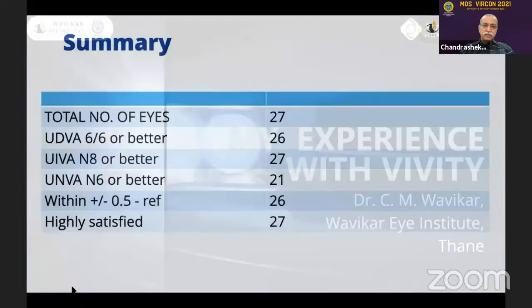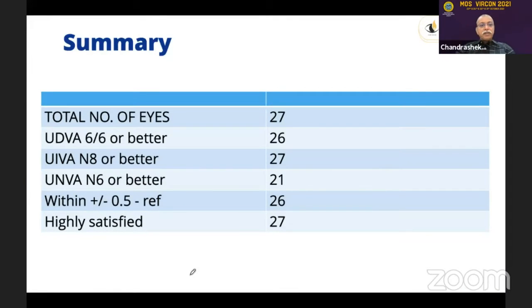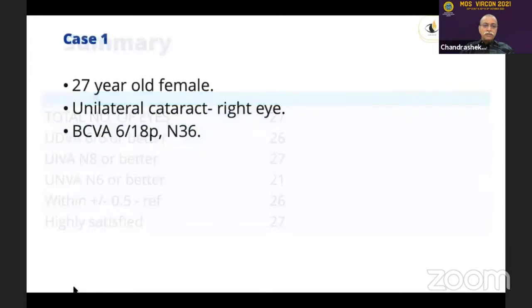What has been my personal experience? I have done 27 eyes up till now. Patients with visual acuity of 6/6 or better were 26, near vision N8 or better 27, and N6 or better 21. So out of 27 patients, in 21 the near vision was N6, and in some it was N8. Patients with a post-refractive error within 0.5 were 26 out of 27, and highly satisfied patients were all 27 out of 27.